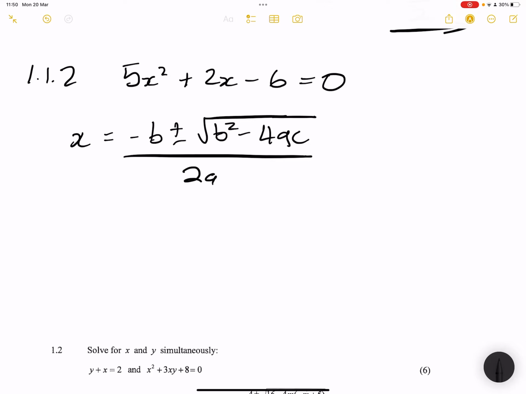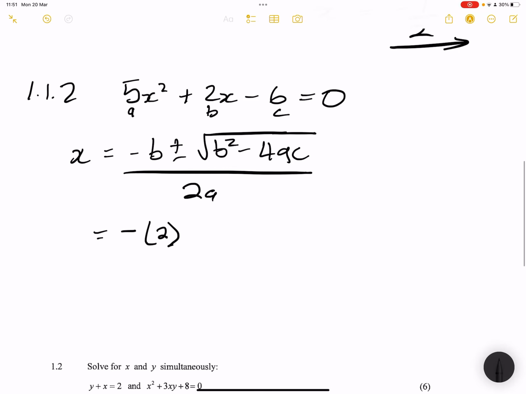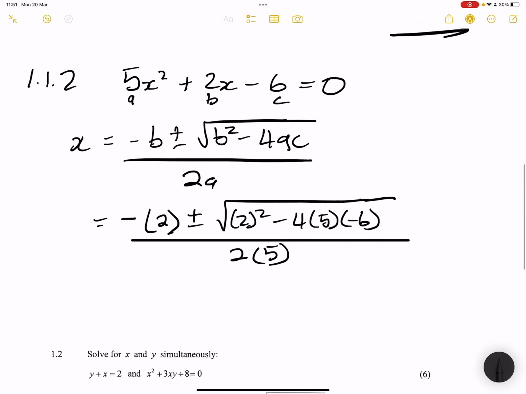Right, now note in this case, this is going to be our a value, our b value, and our c value. So a is 5, b is positive 2, and c is negative 6. Right, so I'm going to substitute that there. So that's minus a positive 2, plus or minus the square root of b squared, again that's 2 squared, minus 4 times our a value is 5, and our c value is negative 6. Please don't forget about those signs there. So that's going to give us divided by 2 times a, and a is 5.